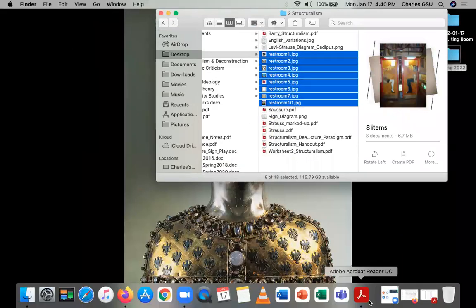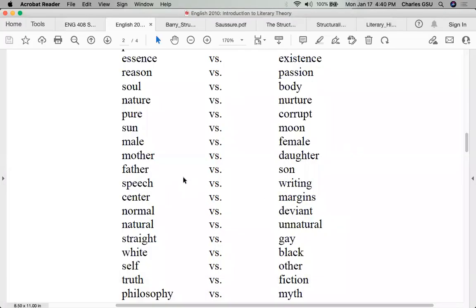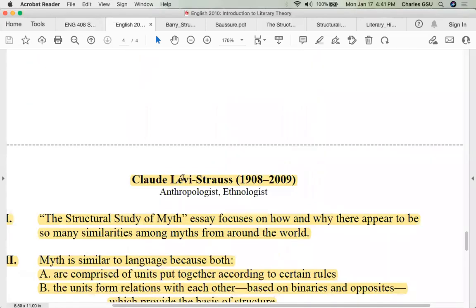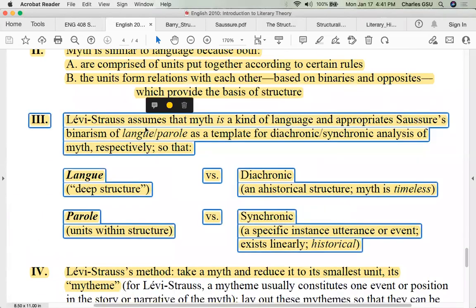So let me get back to the handout here with Lévi-Strauss. Taking up Saussure's notion of langue and parole, he's going to kind of co-opt, or we might say, appropriate the langue and parole idea that Saussure sets up. Remember, langue is the deep structure of a language, parole is the individual utterance in a language, or structure.